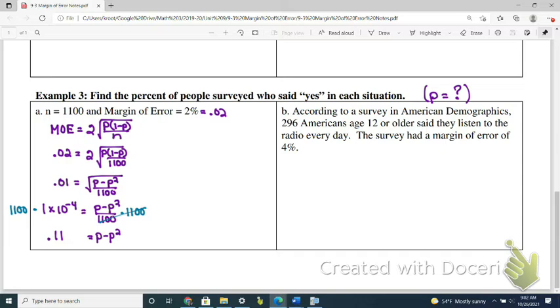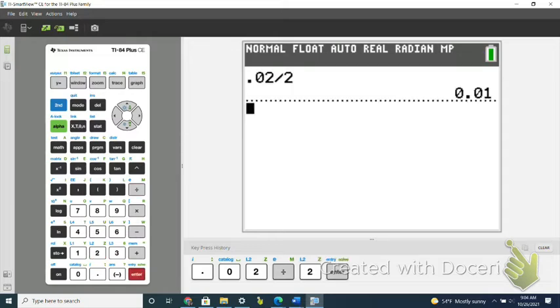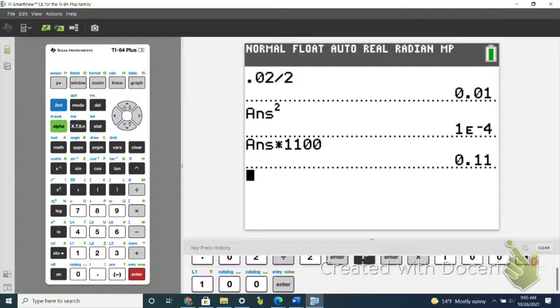So let me take a second to show you how I got that number in my calculator before we move on to the next part of this. We are going to start out the same way as what we did. So it was 0.02 divided by 2. Then we squared both sides. And now you had to multiply by 1100. And that's where you get your 0.11 from.